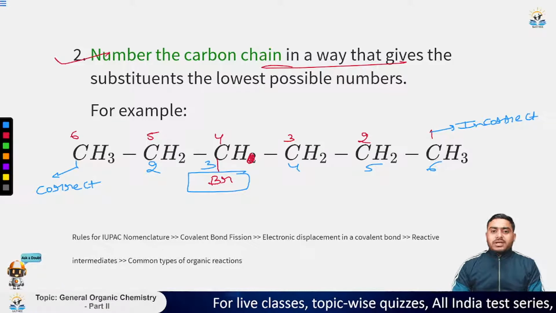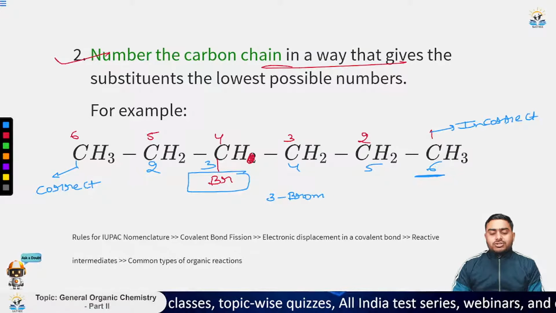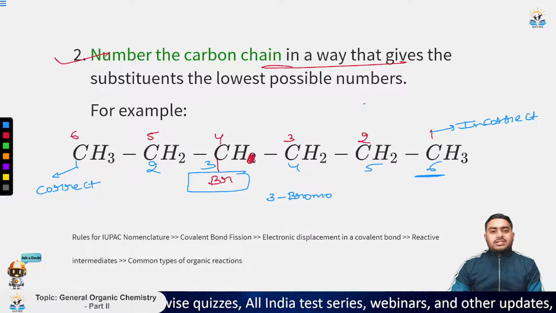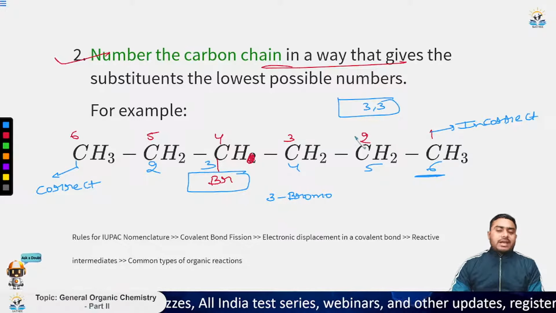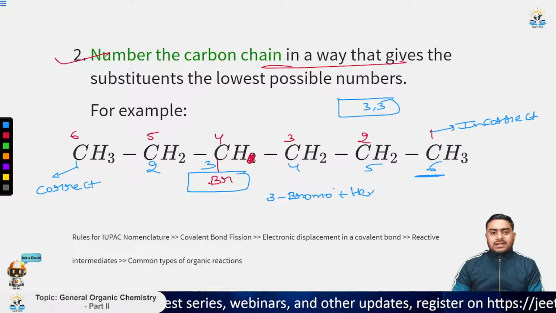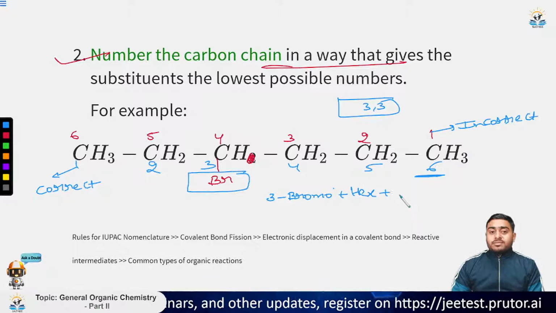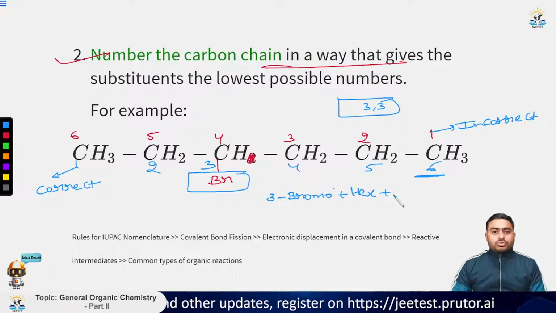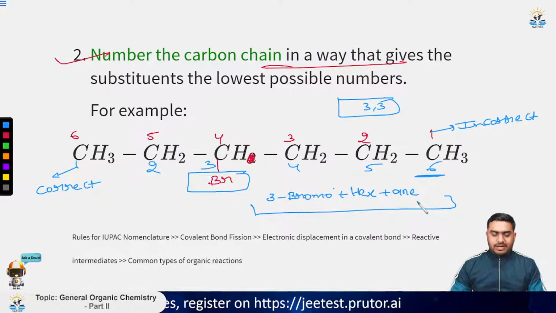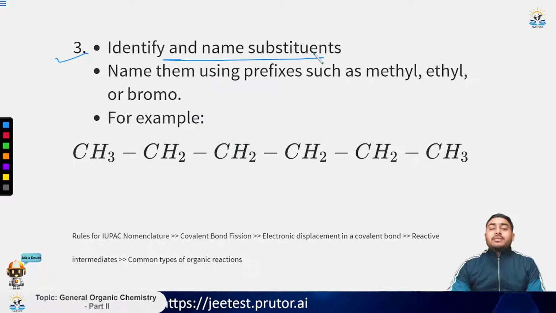Then word root should be hex. Always when you are writing the nomenclature, numbers and alphabets are separated by a hyphen, and if multiple numbers are there, you have to put a comma. So 3-bromo, then the word root will be hex, and the bonding part, that means the suffix, primary or secondary, it should be ane, hexane. So 3-bromohexane. Combine this name and you will get the answer. Okay, you can see here the next rule: identify and name substituents.